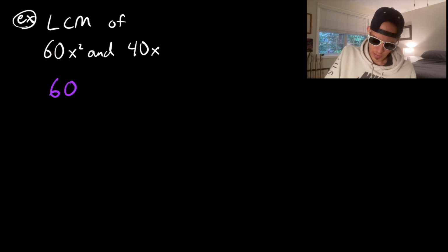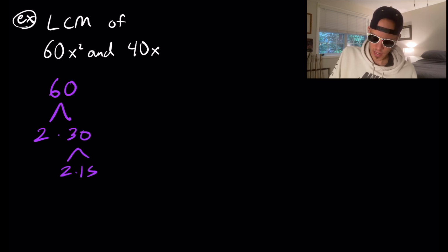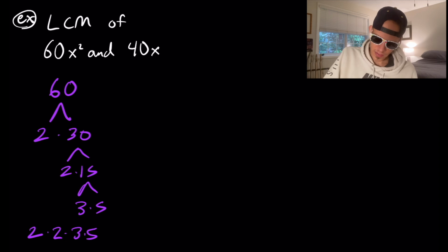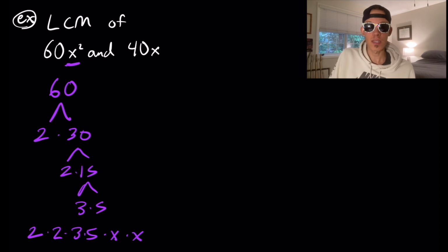So I'll take 60. I'll just look at the number part first. So 60, when we prime factorize it, well, let's see if we can cut it in half. So 2 times 30. And then 30 can be 2 times 15. And then 15 can be 3 times 5. So we'll have 2 times 2 times 3 times 5. And then this x squared here, well, that's just x times x. So I'm going to slap that on at the end there.